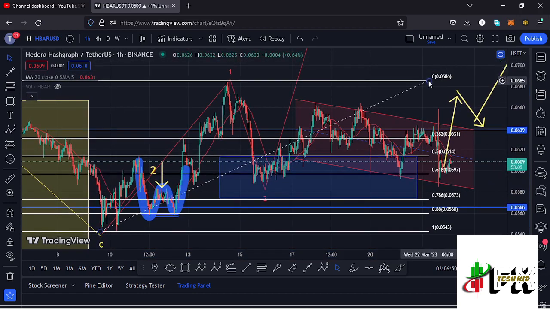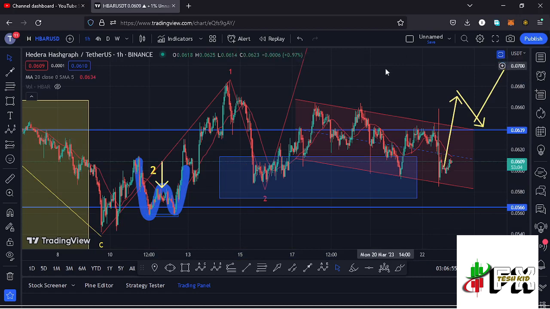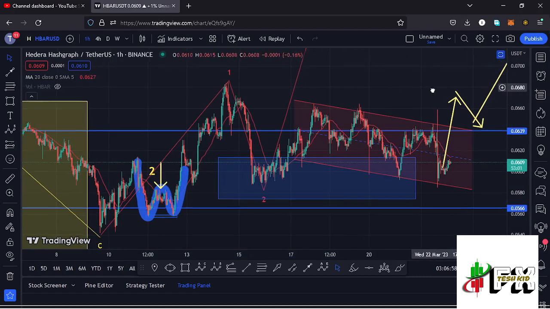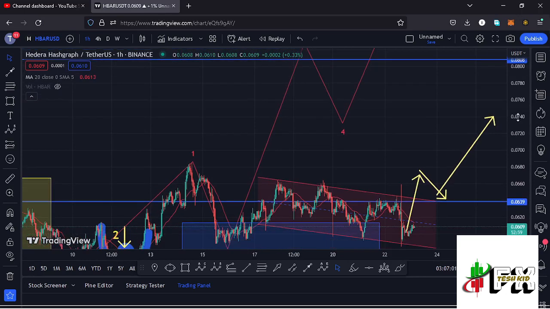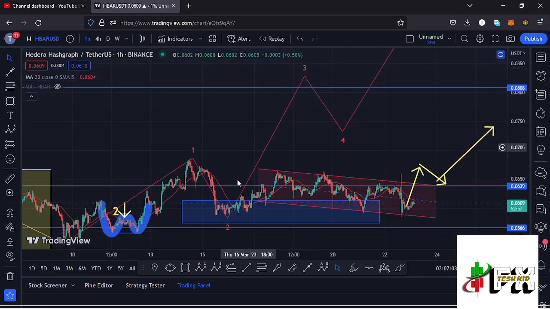bottomed out in the formation of this wave 2, and soon we are going to start gearing up, continue unlocking higher prices in what will be the start of the formation of this wave 3 to the upper side, which we expect after seeing the low for this second wave.